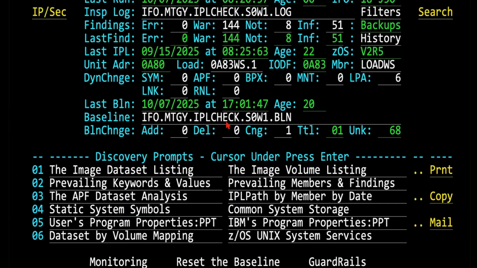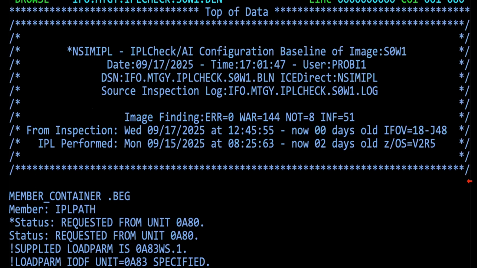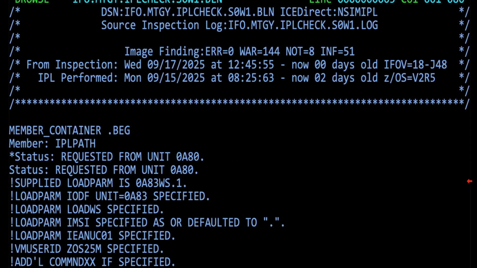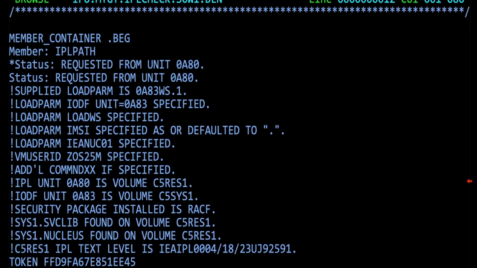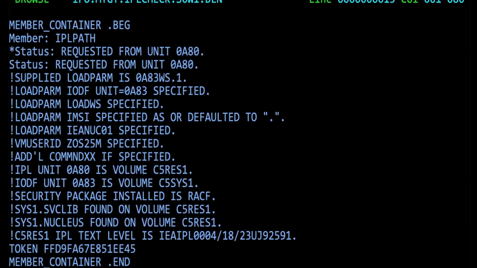Another aspect of this component of IPLCheck AI is your ability to build a baseline of the configuration itself, to determine any base configuration changes that might be occurring to it. And that baseline looks like this. It's big as well, no question about it. It has containers that contain various elements of the configuration itself. And so here's one of the containers.